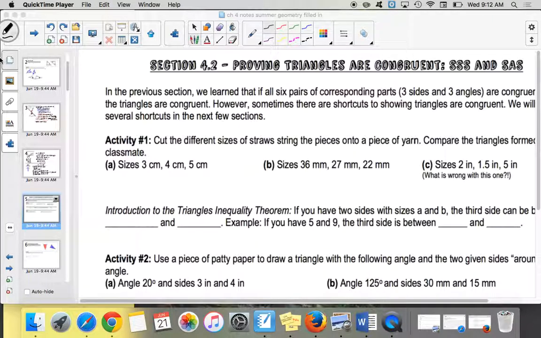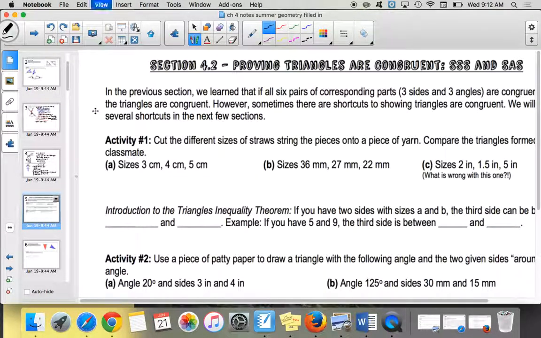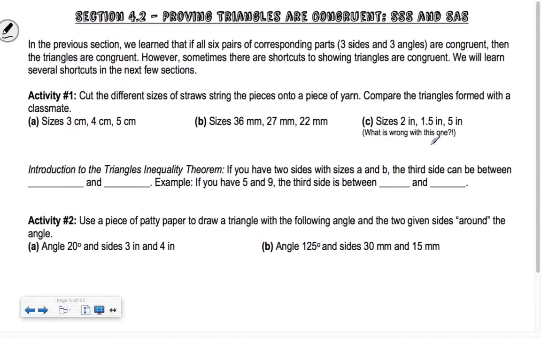There are several shortcuts throughout this chapter, so you have to know all of these by name. The first two we're learning are side-side-side and side-angle-side. It says in the previous section we learned that if all pairs of corresponding parts were congruent, then the triangles, or whatever figure we had, were congruent. So we're going to learn these shortcuts.